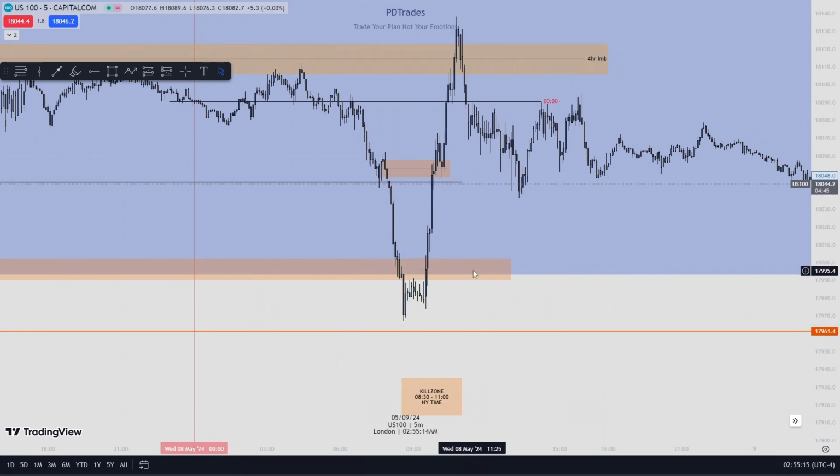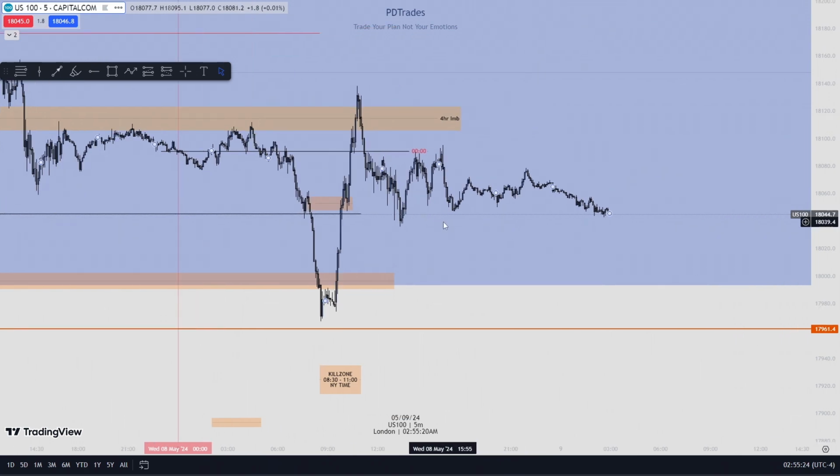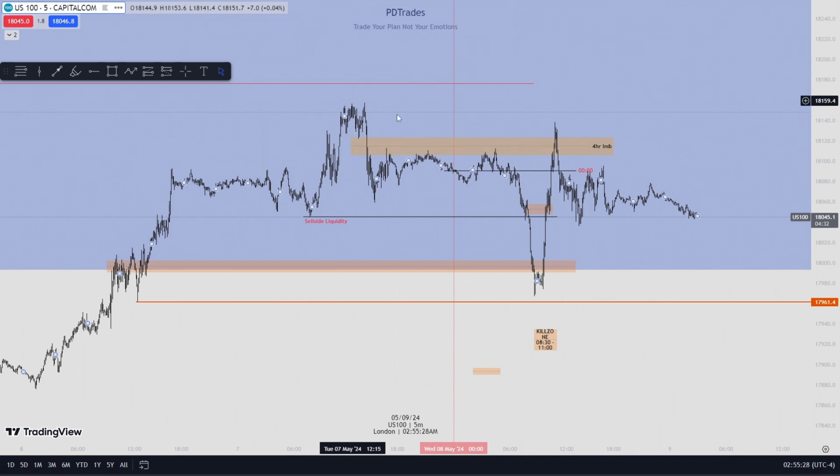So man, ICT concepts, they work. I don't want to lie. They might require a lot of your time, bro. And also, what made me say this as a buy, I almost forgot.